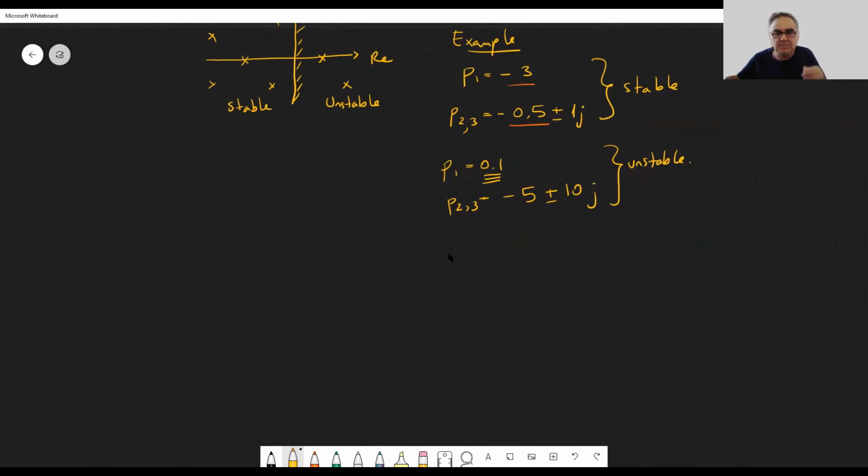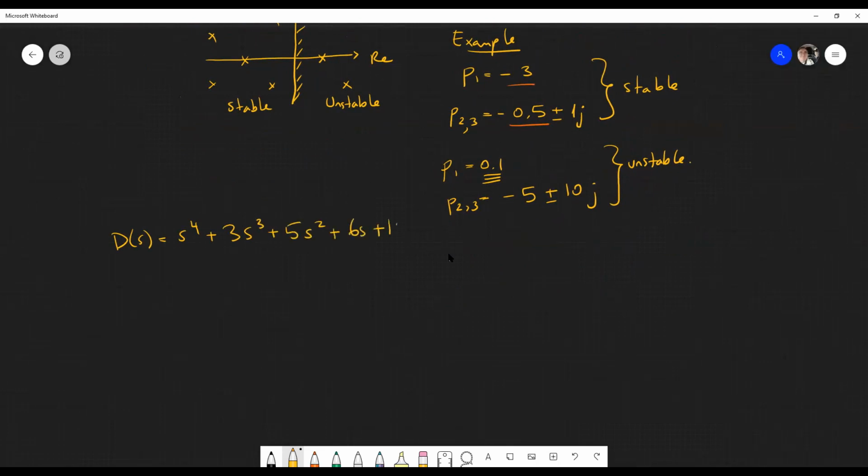Now the problem is this. You have a large system. Let's say the denominator of your system is s to the 4 plus 3s cubed plus, I'm just making this up, 5s squared plus 6s plus 10.